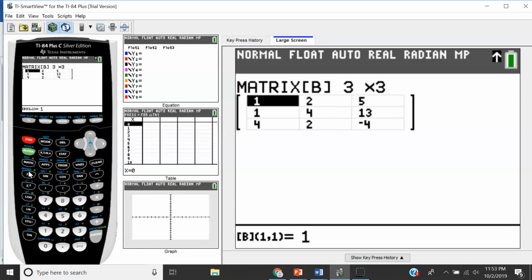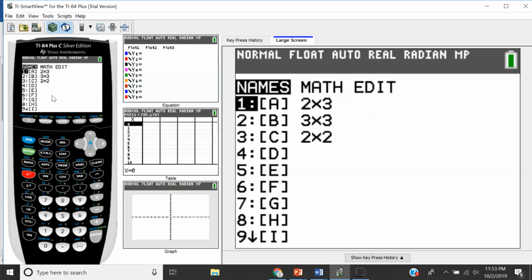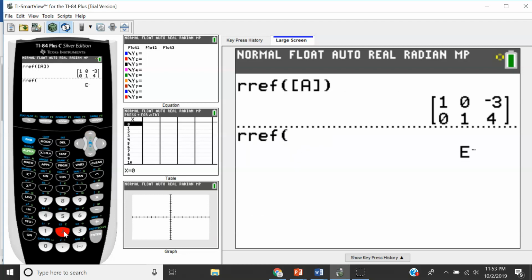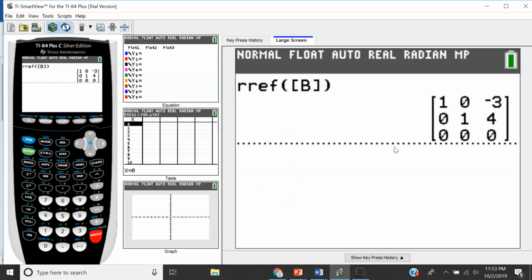There's lots of choices. So let's go back to the home screen, and we'll do a row reduction on matrix B. So we get that 1, 0, negative 3, 0, 1, 4, 0, 0, 0. Boy, we got very, very similar to what we had last time.